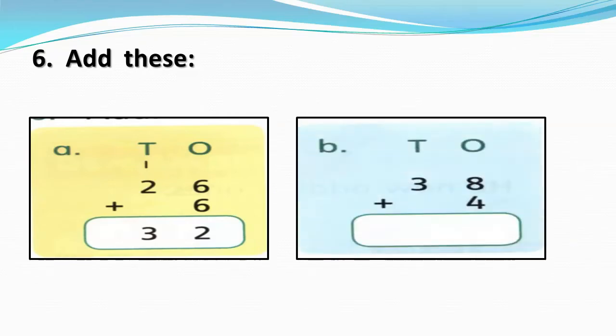Now we will add 4 to 38. 8 plus 4 equals 12. 12 means 1 ten, 2 ones. So here we will write 2 ones and 1 ten will convert into tens. Now add tens. 3 plus 1 equals 4. So the answer is 42.